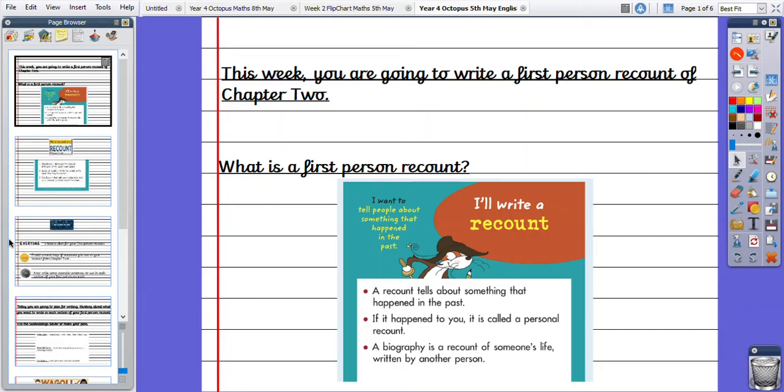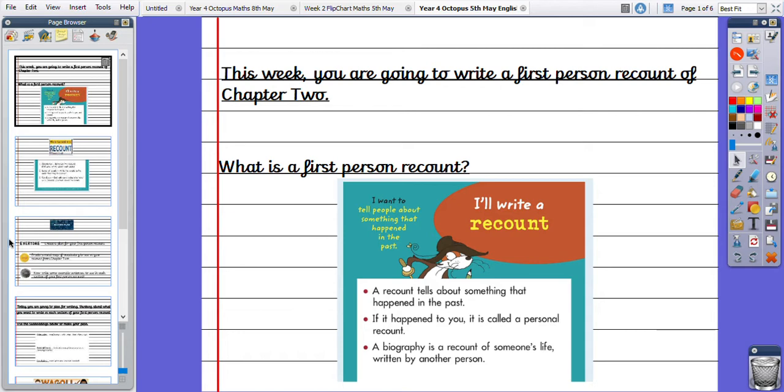Okay, Octopus, our English lesson today, you are going to be planning for your writing this week. By the end of the week and the beginning of next week, you are going to write a first person recount of chapter 2. So what is a first person recount? A great example of a first person recount is a diary entry.